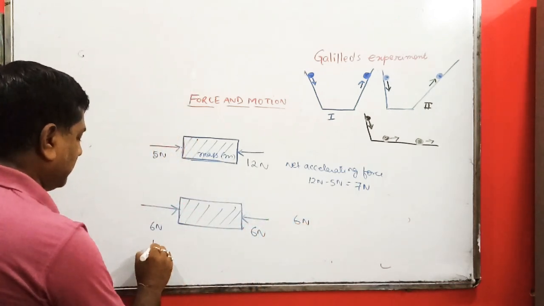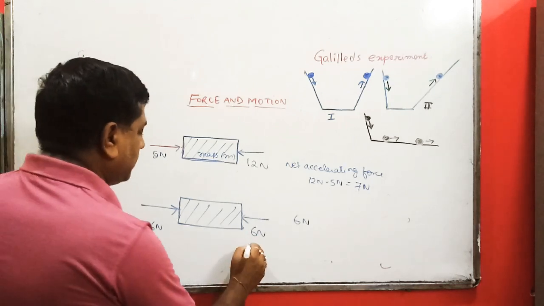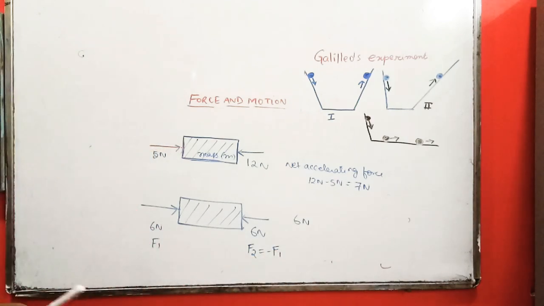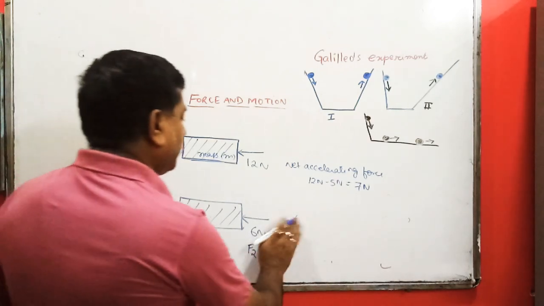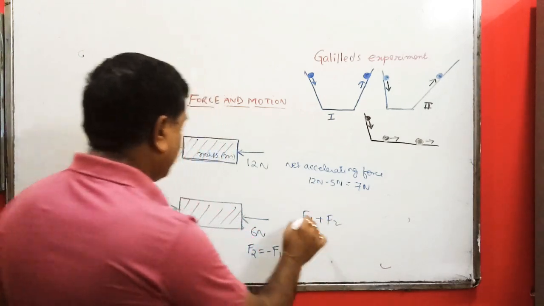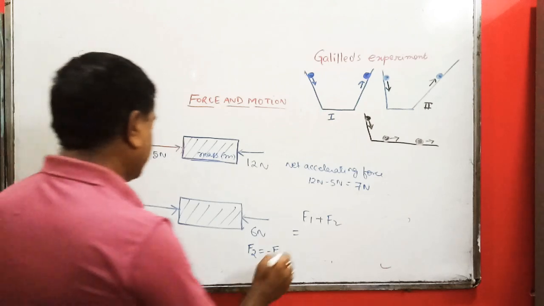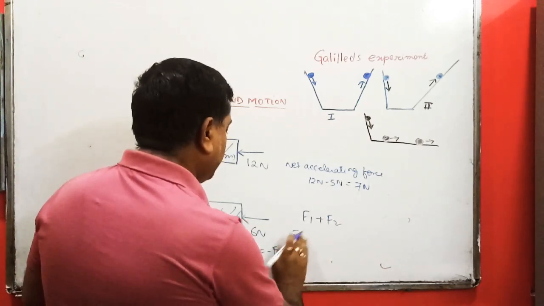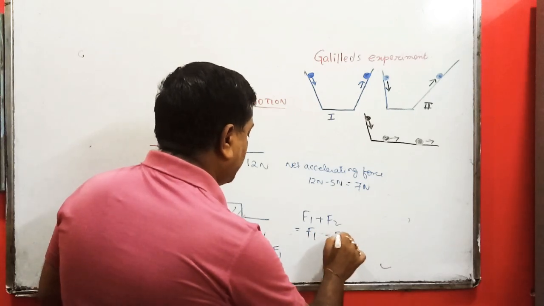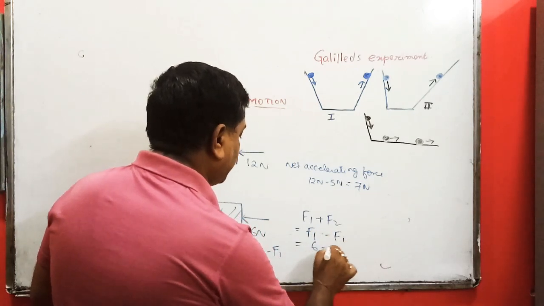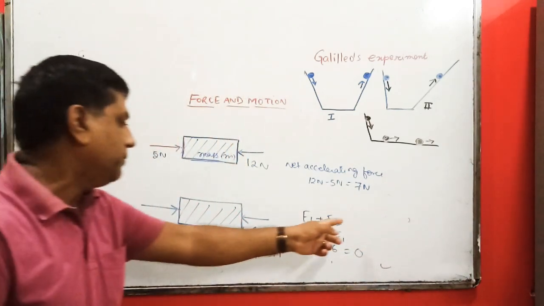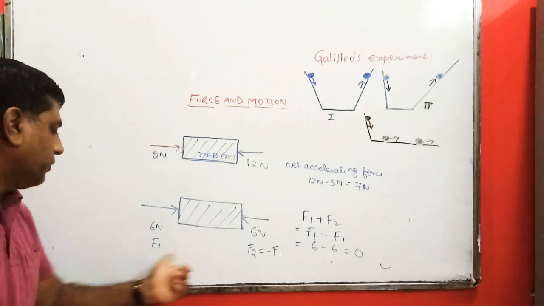And here you see 6 Newton. This is F1 and this is F2. F2 is minus F1 with opposite direction. Now here you see F1 plus F2. F1 is 6 Newton, so F1 and F2, which is minus F1, gives 6 and 6, so 0. Have you understood why I have taken F2 as minus F1? Because F2 is opposite of F1.